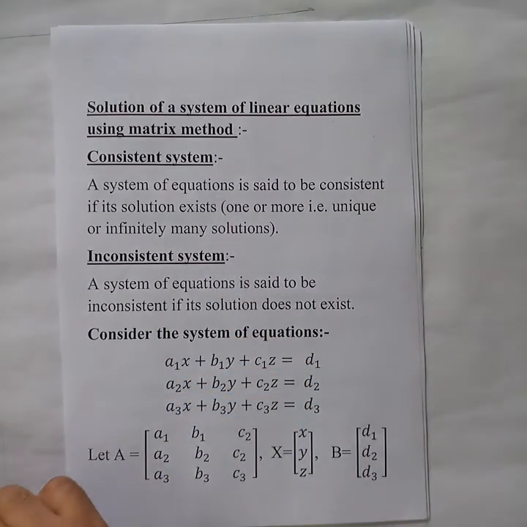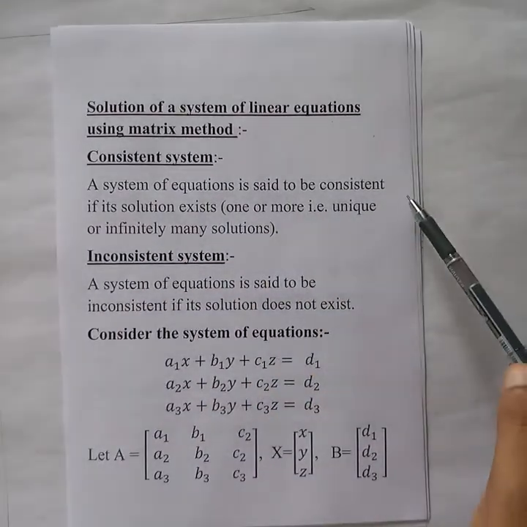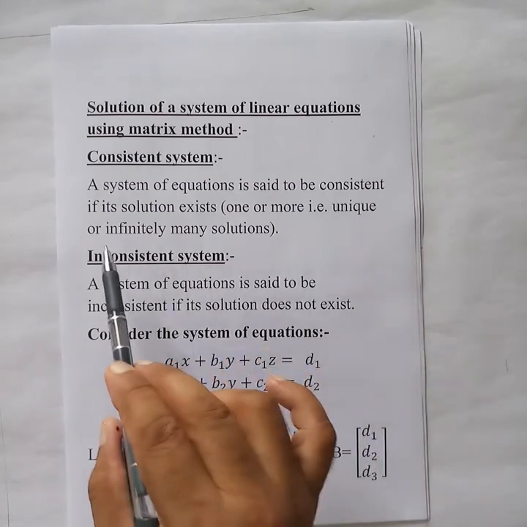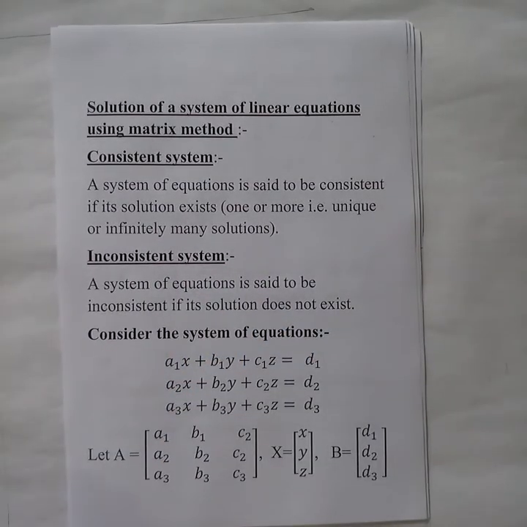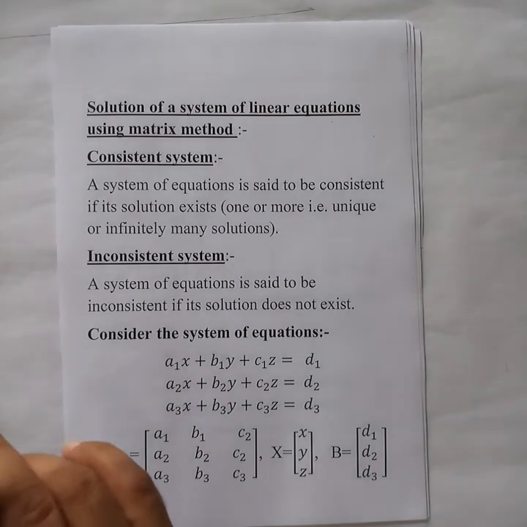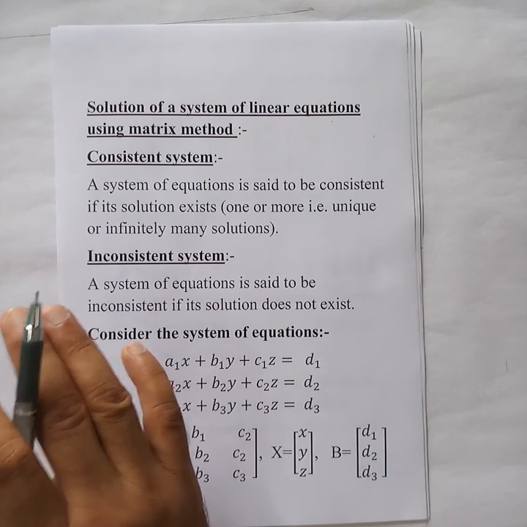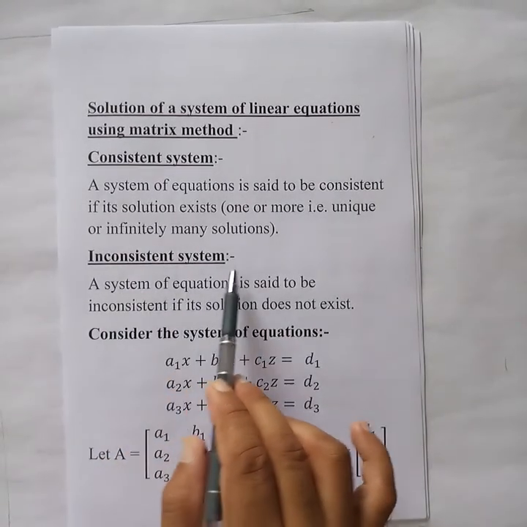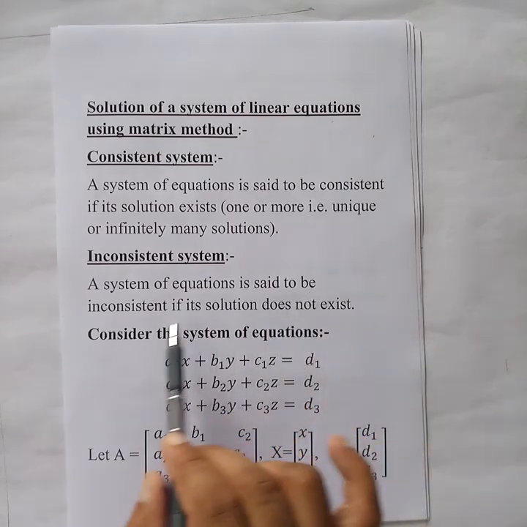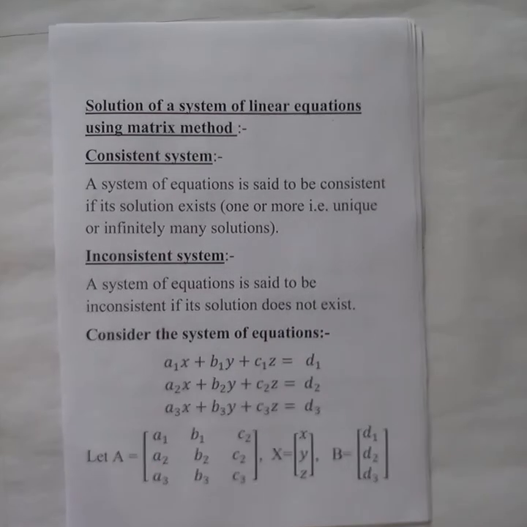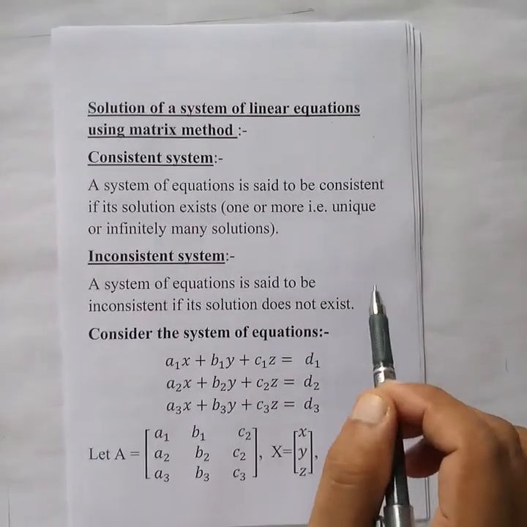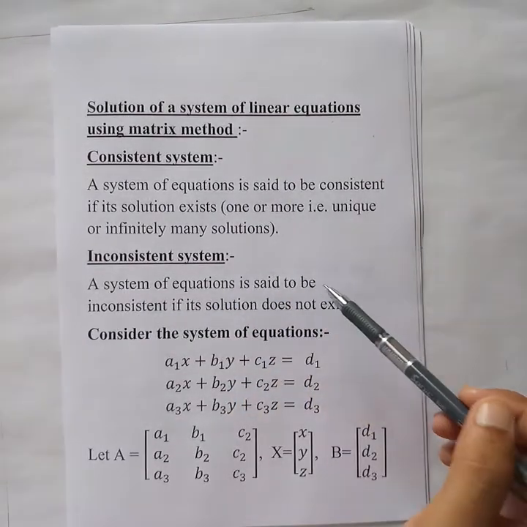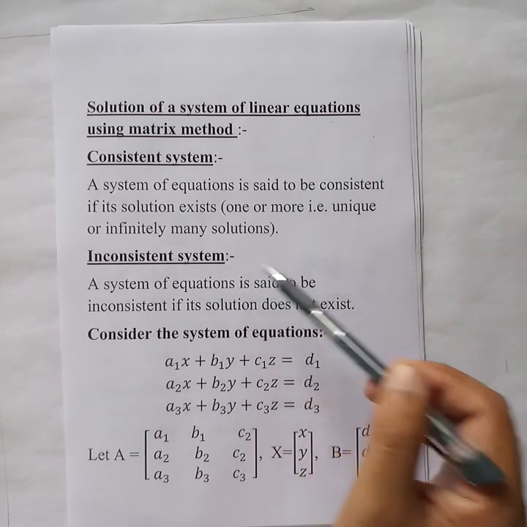One is consistent system. A system of equations is said to be consistent if its solution exists, one or more, that is unique or infinitely many solutions. That is, if even a single solution exists or more than one solution exists, then the system of equations is consistent. An inconsistent system: a system of equations is said to be inconsistent if its solution does not exist. If any solution exists, be it one or more than one, then the system of equations is called a consistent system. If no solution exists, then the system is called inconsistent.